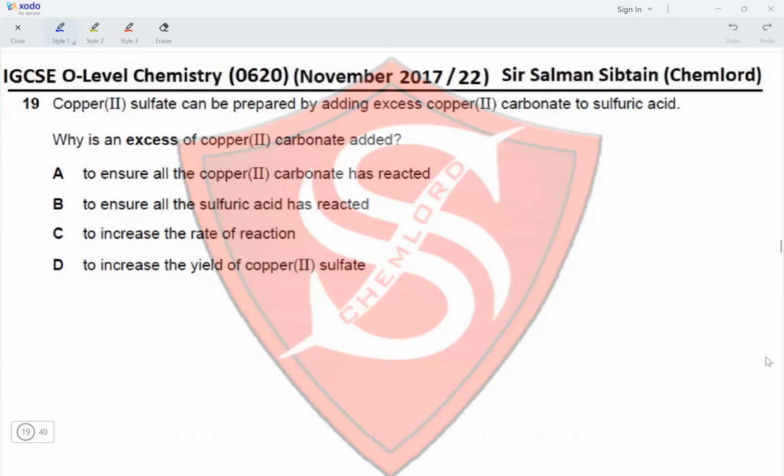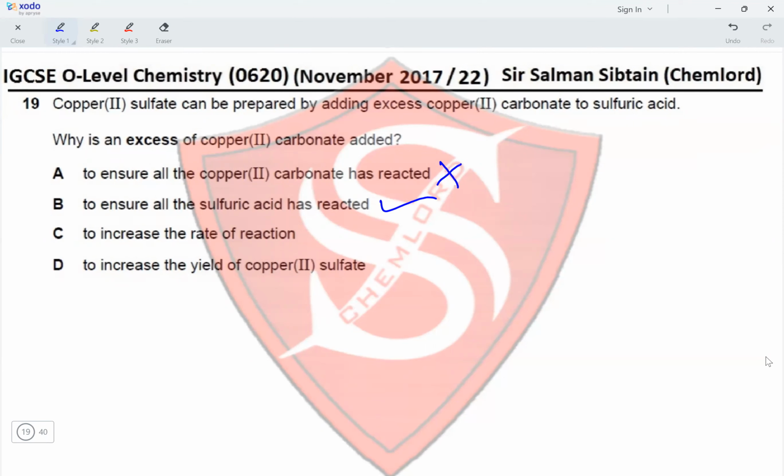Question 19. Copper(II) sulfate can be prepared by adding excess copper(II) carbonate to sulfuric acid. Why is an excess of copper(II) carbonate added? So that all of the sulfuric acid present has reacted. To ensure all copper(II) carbonate has reacted? You cannot ensure that all of it has reacted. To ensure all sulfuric acid has reacted? Yes, sulfuric acid is the limiting reactant in this reaction.